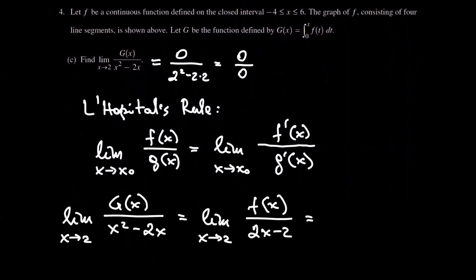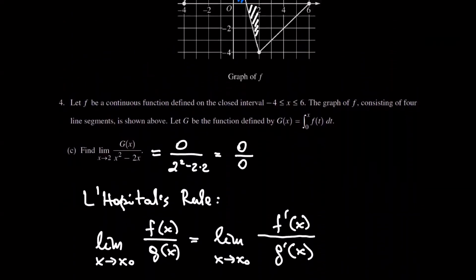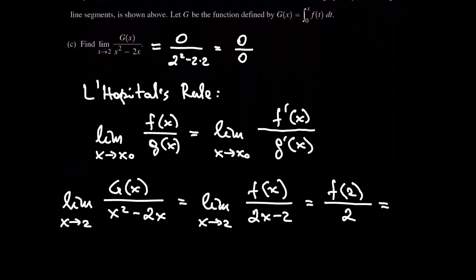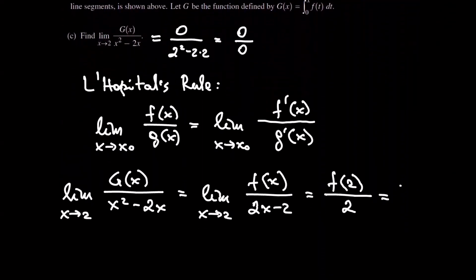So let's now try to plug in the values. This is equal to f of 2 over 2 times 2 minus 2, which is 2. And so let's read f of 2 off the graph here, and f of 2 is equal to negative 4. So plugging it in here, we get negative 4 over 2, which is negative 2. So the answer here is that this limit is equal to negative 2. Let's move on to question D.